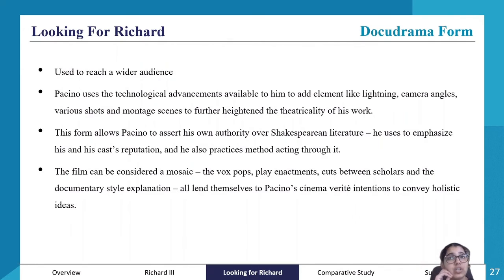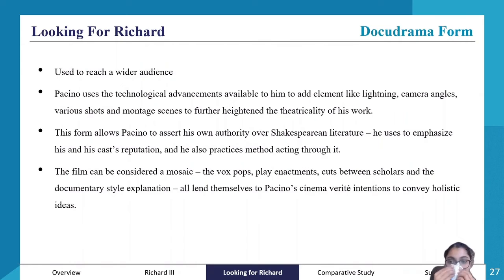He uses technological advancements available to him, like lighting, camera angles, the montage scenes, to further highlight the theatricality of his work. So it's not just a simple film. He uses all of these techniques to make it more interesting, to make it more impactful. Like, he uses non-diegetic sound. Obviously Shakespeare didn't have access to any of that, so his work was pretty plain and simple, just actors delivering their lines, whereas here they have all these different ways in which he can emphasize and highlight certain things.